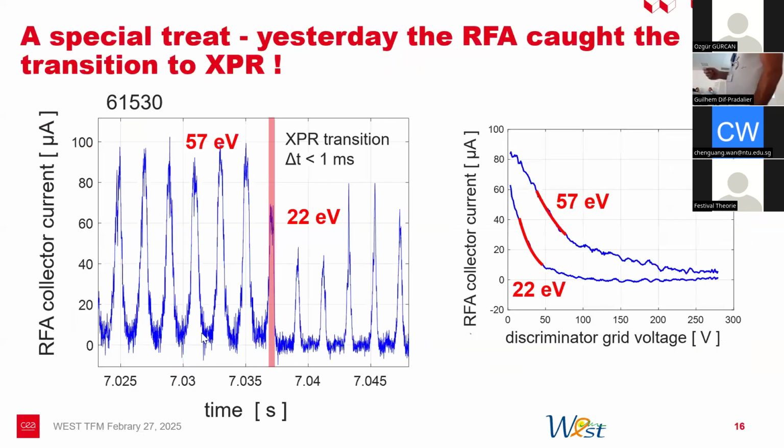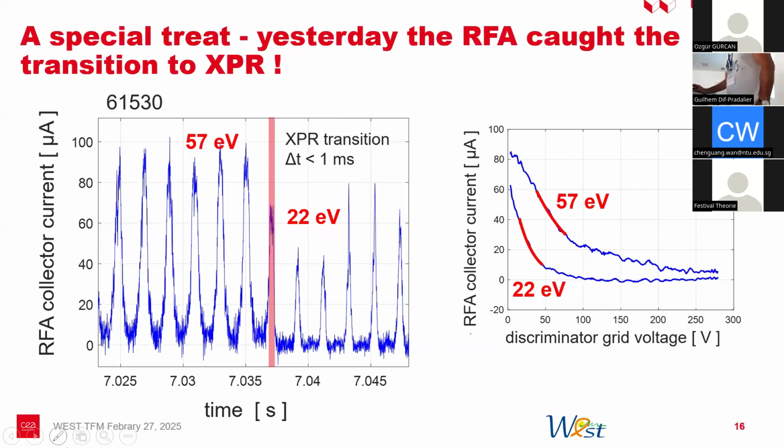This one is nice. Yes. So the day I made this presentation on February 27th, fresh results from the control room. And the day before, we had a special treat. As I showed, this retarding field analyzer moves quickly. It's only in the plasma for 50 to 100 milliseconds in order to stop it from melting.